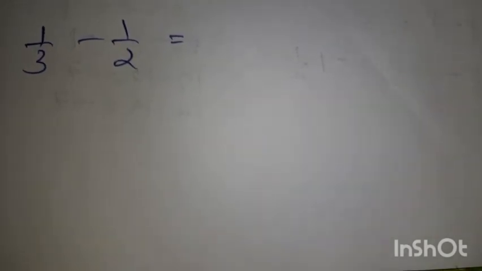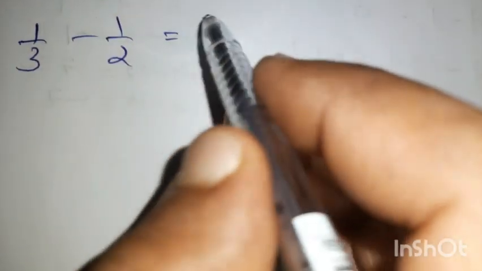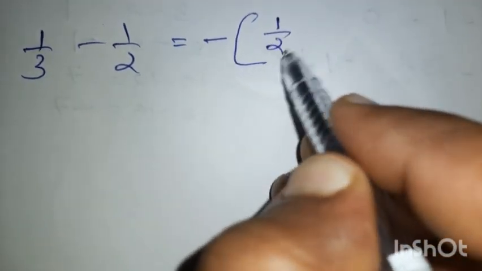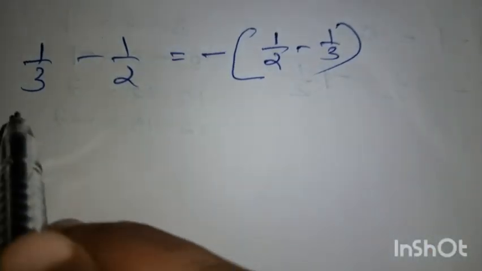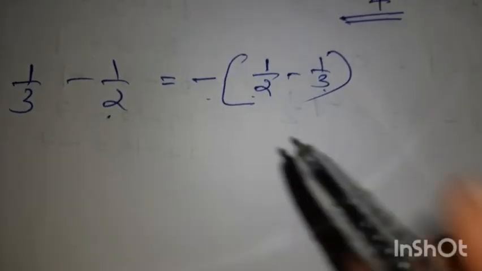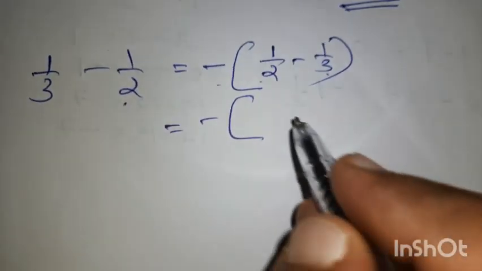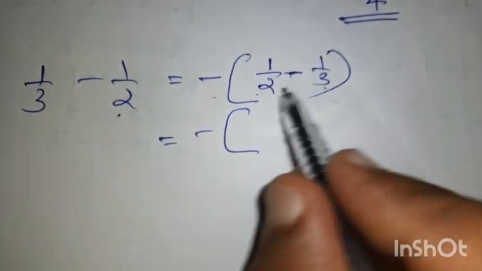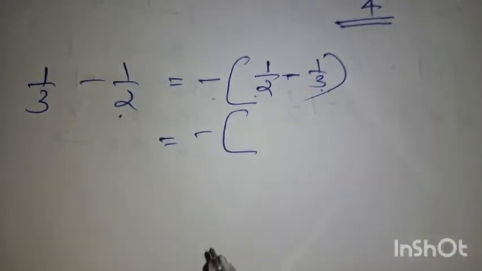1 by 3 minus 1 by 2. So it is minus of 1 by 2 minus 1 by 3. x minus y is equal to minus of y minus x. Okay, that form you should write down. So minus of 2 and 3 are the denominators. So you have to make it common, or you have to cross multiply it.